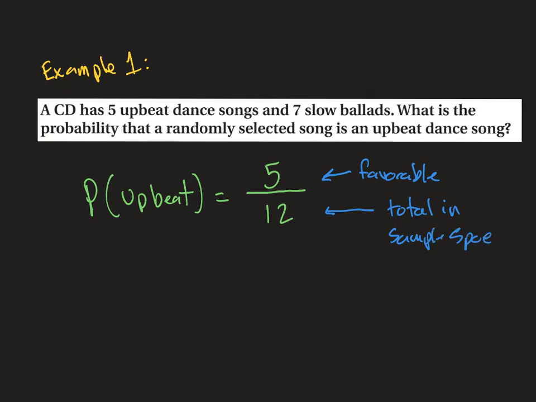I'm going to scribble that down here so you can't read it. Barely spelled the word space right. But I wanted to make sure you see that the way we find the probability of upbeat songs is put the number of upbeat songs, 5, over the total number of songs in our sample space, 12. The probability is 5/12. Okay.